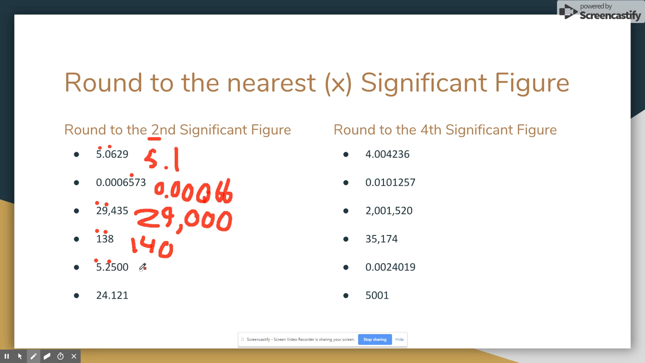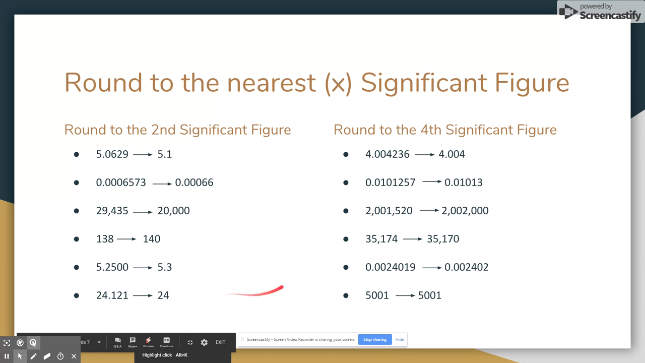Just count 2 here, pretty straightforward, 0.3. And for this one, just count 2, there's no zeros, round the 4, so this will just remain 24. So you can do the remaining 6 on your own. This is for the fourth significant figure, so make sure that whatever your answer is, there will be four sig figs in your final answer.